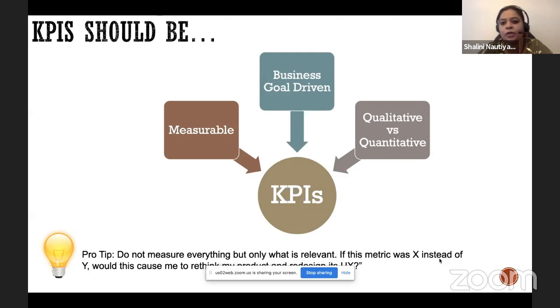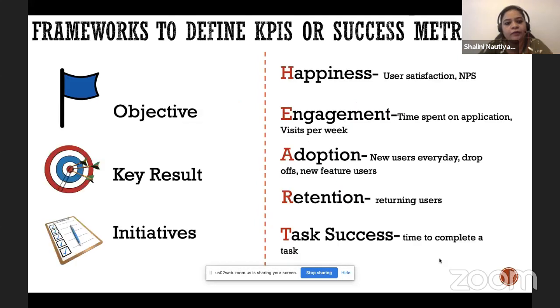Would it lead to a feature being chopped off or enhanced? So think of those lines, and then it's important to restrict yourself to key metrics that you want to measure. I briefly also touch upon the frameworks that we use to define KPIs or success metrics, as we call them mostly in Amazon. These are the two key frameworks that I have used, the OKR and the HEART framework. Both of them help you structure your thoughts and take a holistic view and define the metrics that really matter.